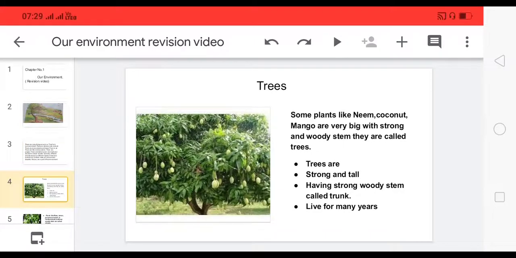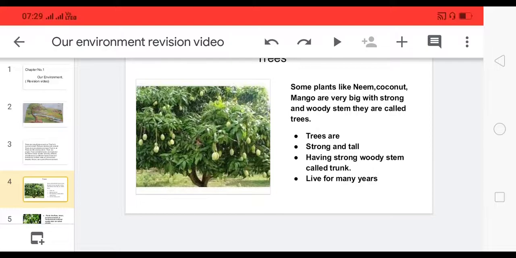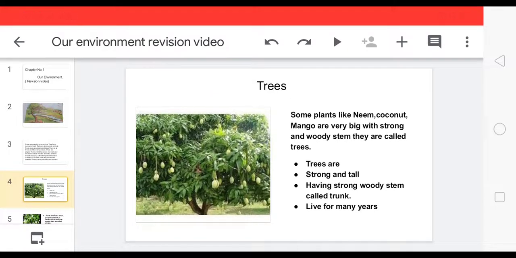Number one, trees. Very big plants with strong and woody stem are called trees. Trees are very tall and they have a strong woody stem, that is called trunk. And you know, a tree lives for many years. As you can see in the picture, it is a mango tree.